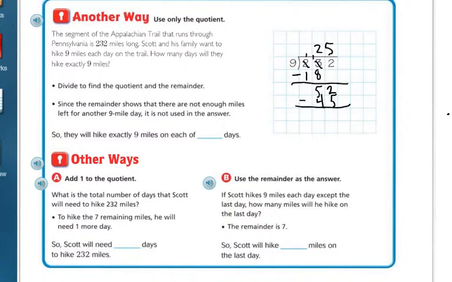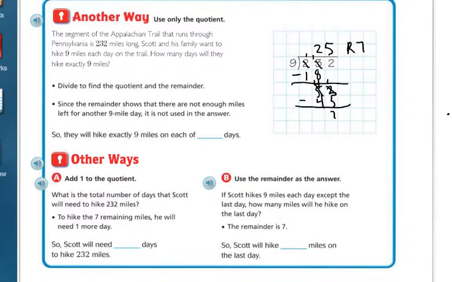I'm going to subtract. I can't take 2 from 5, so I'm going to make it a 12, and that's going to end up being a 4, except to borrow from my tens place. 12 minus 5 is 7. So I'm going to have a remainder of 7. But remember, they're asking how many days will they hike exactly 9 miles. So I'm not going to be using my remainder at all in this particular problem.